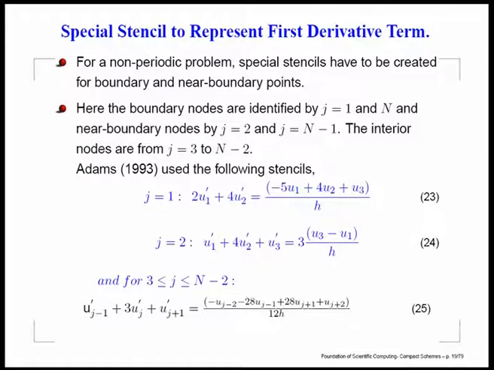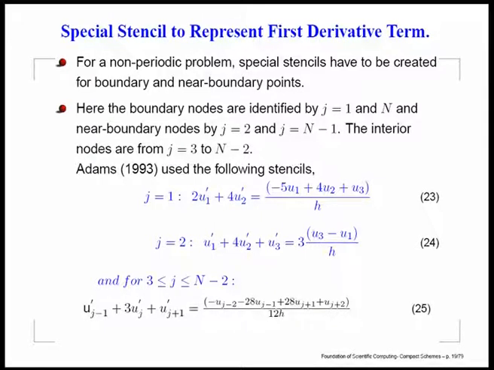This was taken from Nick Adams' thesis work. He suggested that we use an interior stencil like this, and as you can see, on the right hand side we have a 5-point molecule, like what we have already stated, and you can do this only from 3 to n minus 2.